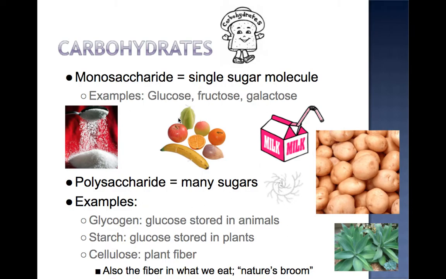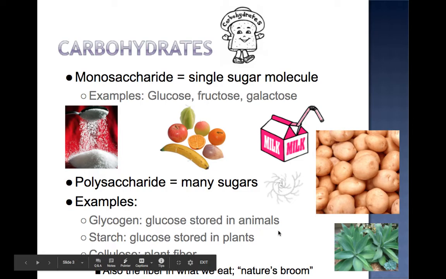You can see more about carbs here. Monosaccharides are simple sugars. Polysaccharides are longer sugars like your potatoes, breads, and things like that. We find glucose, fructose, and galactose in these materials here, such as table sugar, sucrose. Fructose is found in fruits that you eat. That gives them that sweet taste.